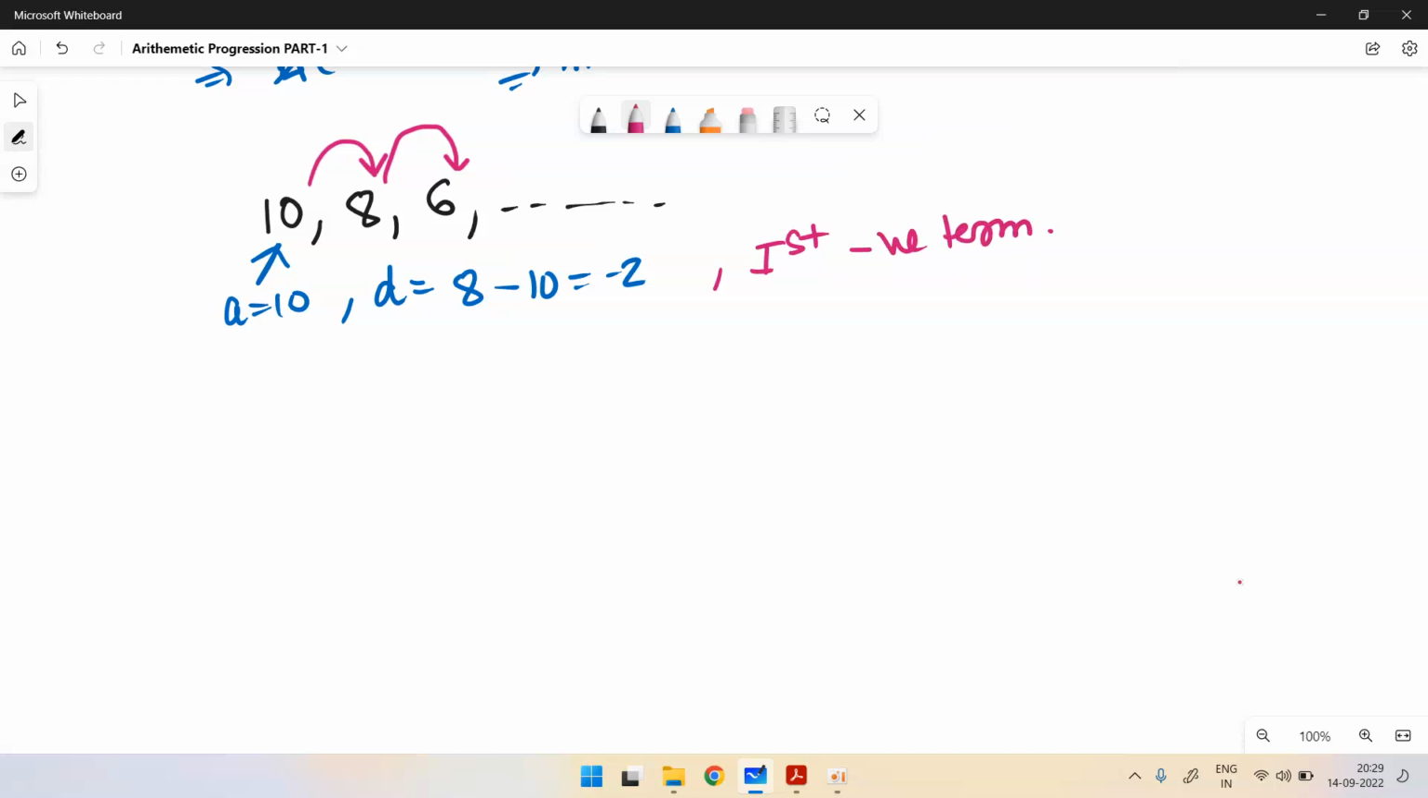Now how will I be able to calculate the first negative term? We will take the nth term. I need the formula. I know the formula for the nth term: a plus (n minus 1) into d.